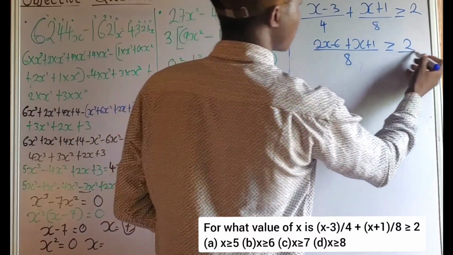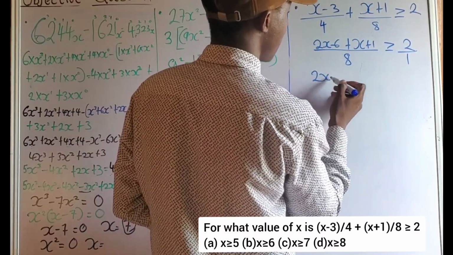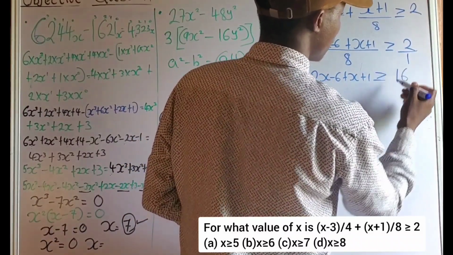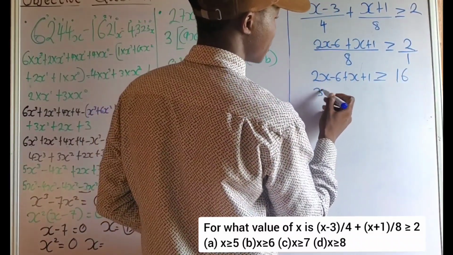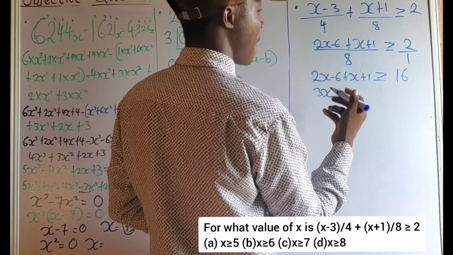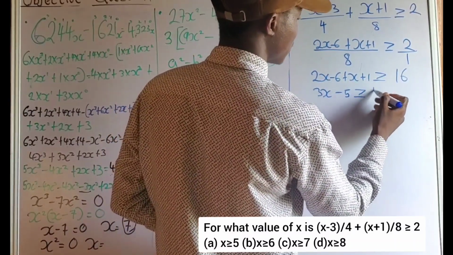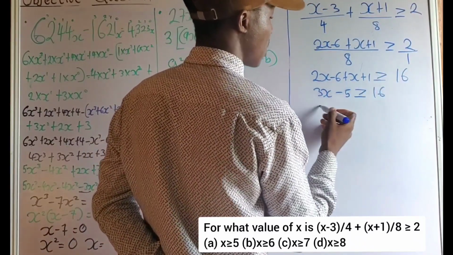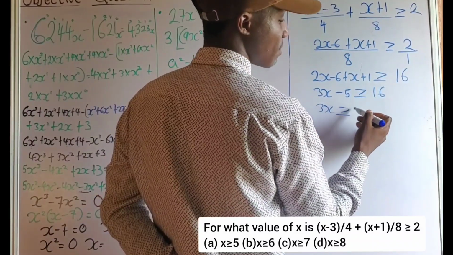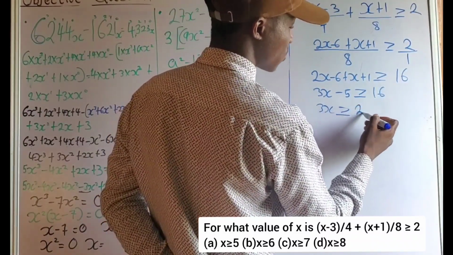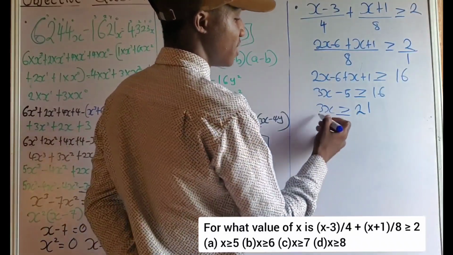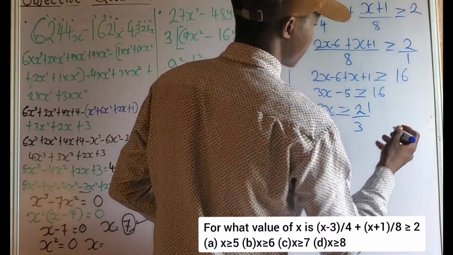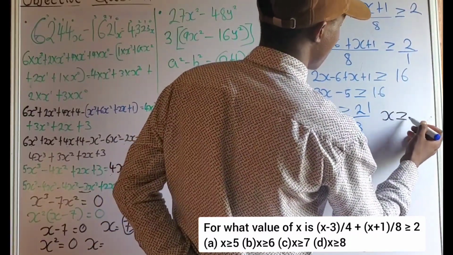Now you can take the cross product. I'm going to have 2x minus 6 plus x plus 1 greater than or equals to 8 times 2 is 16. Now 2x plus x is 3x. Minus 6 plus 1 is what? Minus 5. Minus 5 is greater than or equals to 16. From this point, take this negative 5 to the other side. You're going to have 3x is greater than or equals to 16 plus 5, right? Yes. 16 plus 5 is 21. Divide both by 3, this over 3 and this over 3. So x is greater than or equals to 7.